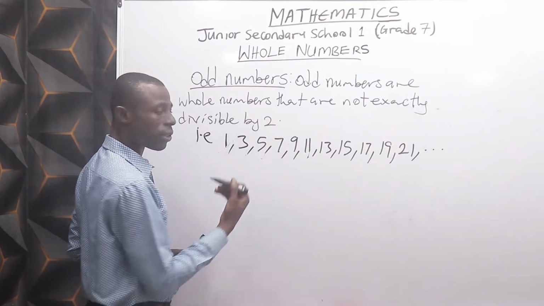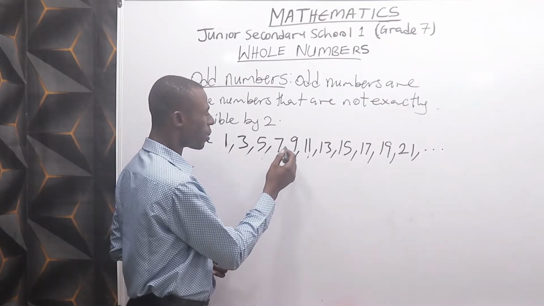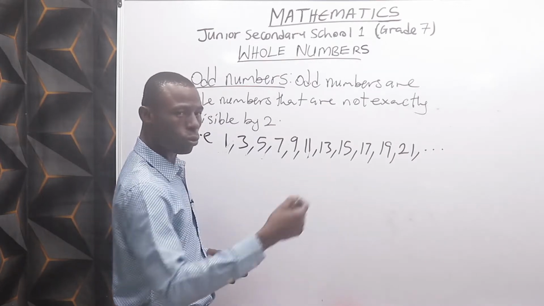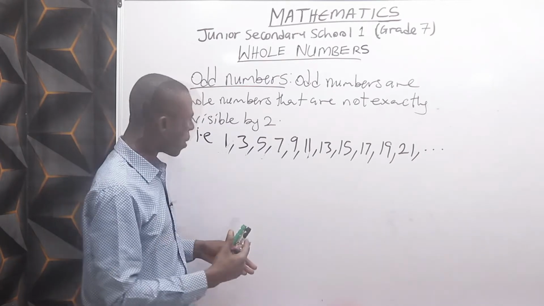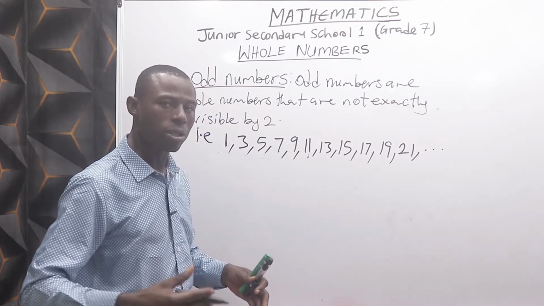The difference between 3 and 5 is 2. Between 5 and 7 is 2. The difference between 7 and 9 is 2. Any two numbers that follow each other closely are consecutive.